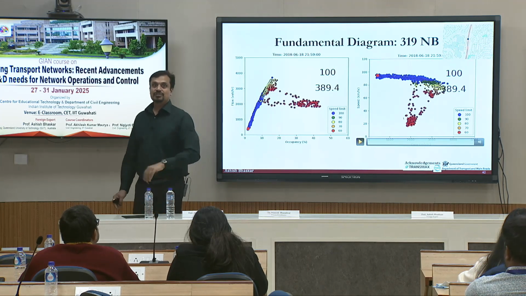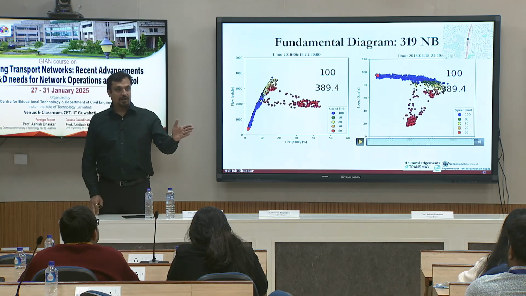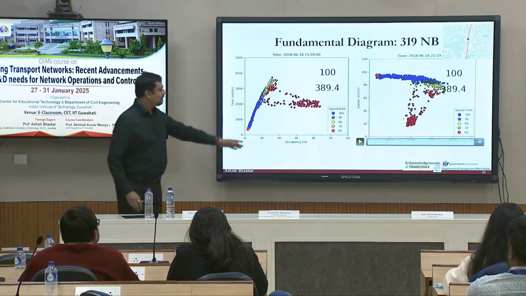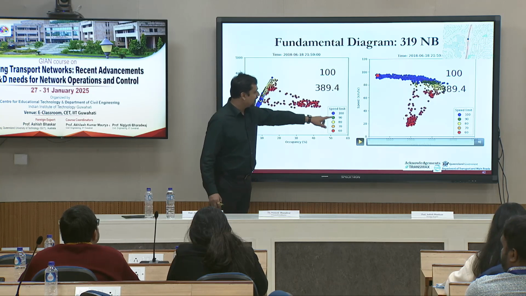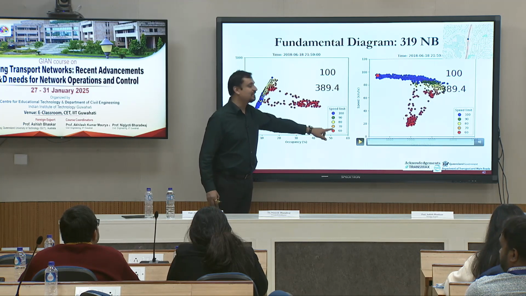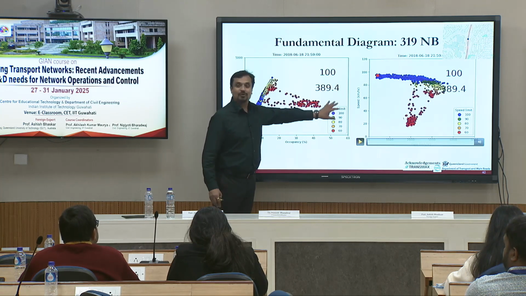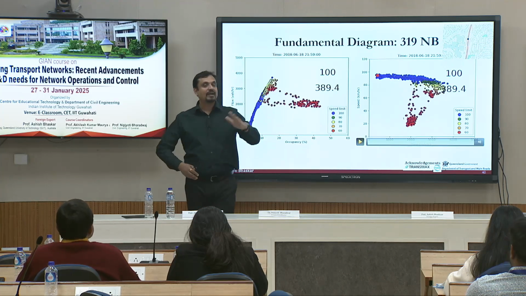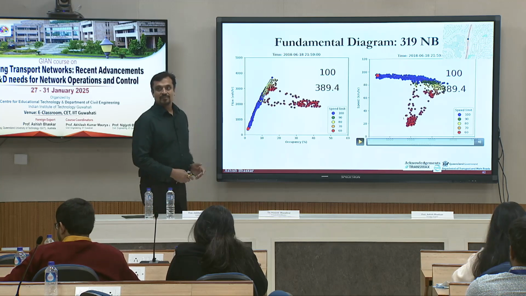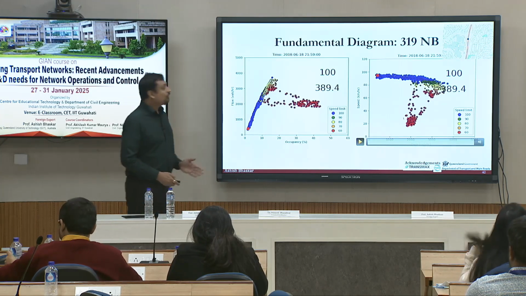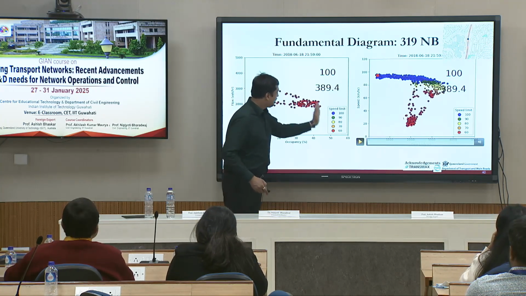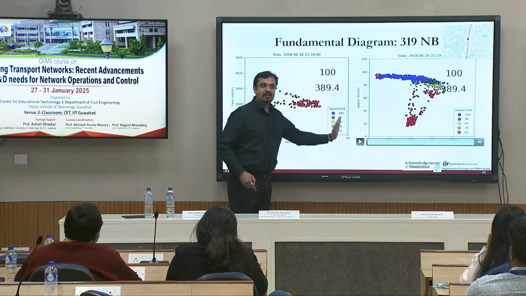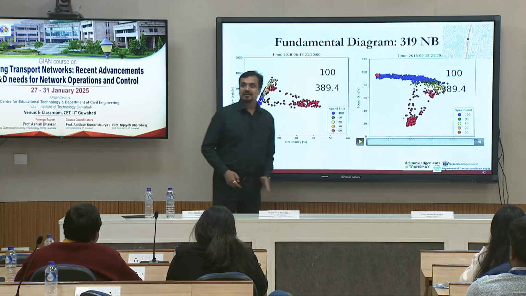If the work zone happened halfway through, which is the same as what you see here, the speed limit was 100, it went to 90, 80, 70, 60. Well, it was not because of a work zone, it was because of some traffic control measure. So your fundamental diagram shape will change. What will not change is this part of your fundamental diagram, because that is because of congestion.